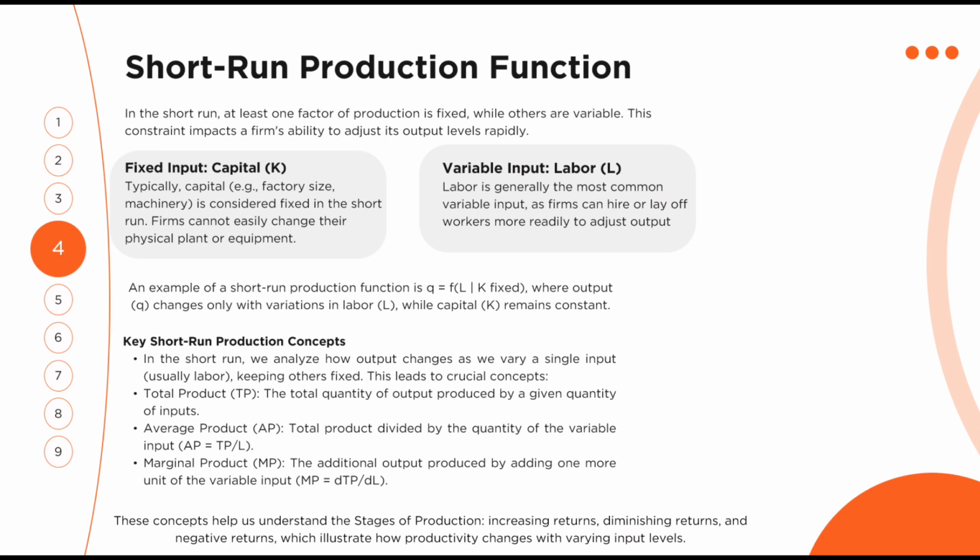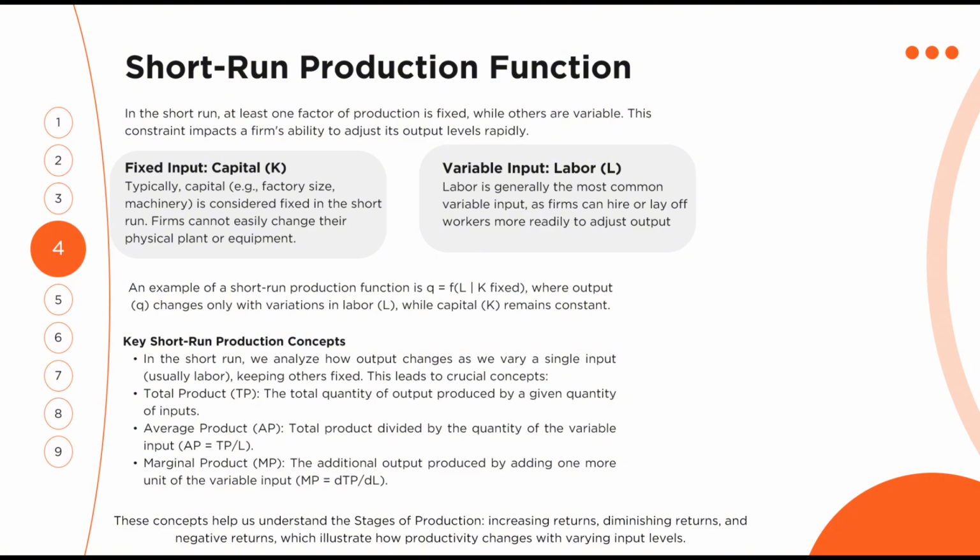In economics, the short run refers to a time period where at least one factor of production is fixed while others can be varied. Typically, capital such as machineries, factory size, or equipment is considered fixed. On the other hand, labor is treated as a variable input because firms can easily hire or lay off workers to adjust production levels. So, in the short run, output depends mainly on changes in labor while capital remains constant. This relationship can be expressed as Q = F(L, K), where K is fixed.